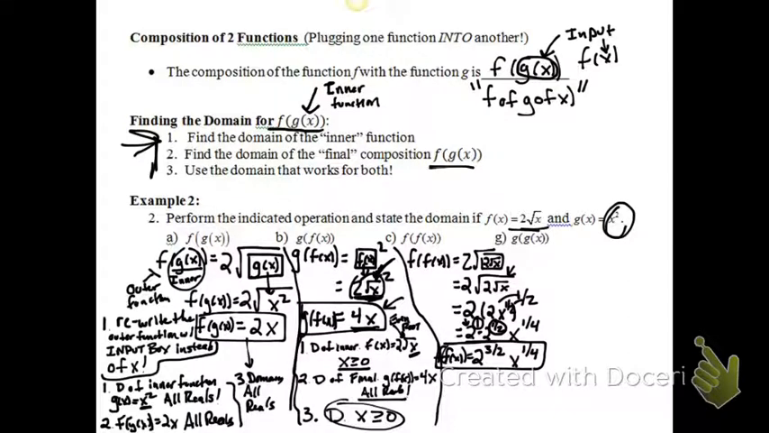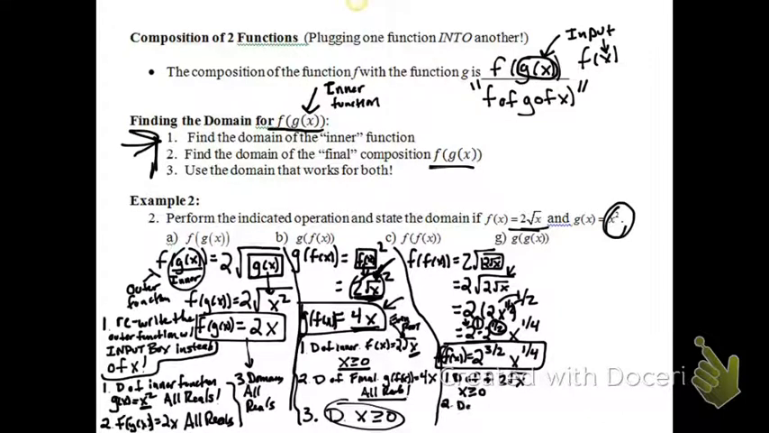Our steps would be very much the same for finding the domain. First, the domain of f of x, which is our inner function, right? And that was 2 root x. This has the same exact domain that we did in the last example. It would be bigger than or equal to 0.